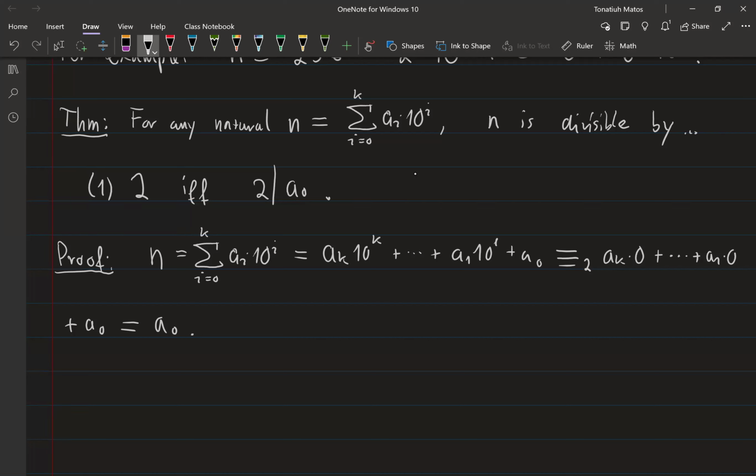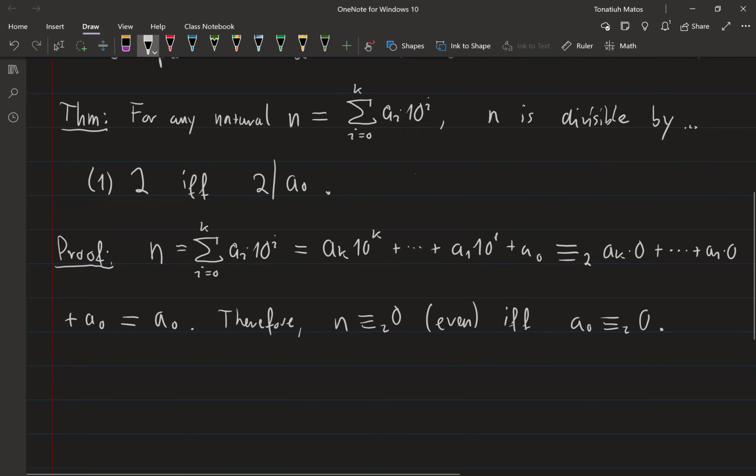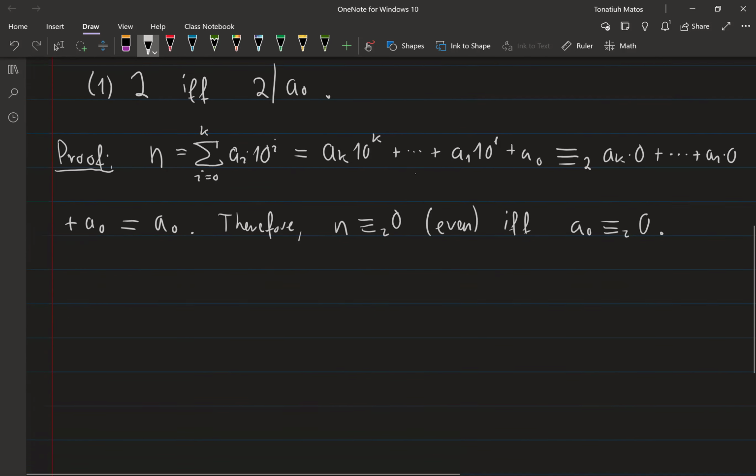So either they are both 0 mod 2, meaning an even number, or they are both odd. Therefore, n is even if and only if a_0 is 0 mod 2, because they are equal mod 2, right? So to know if a number is divisible by 2, you only have to check the last digit.